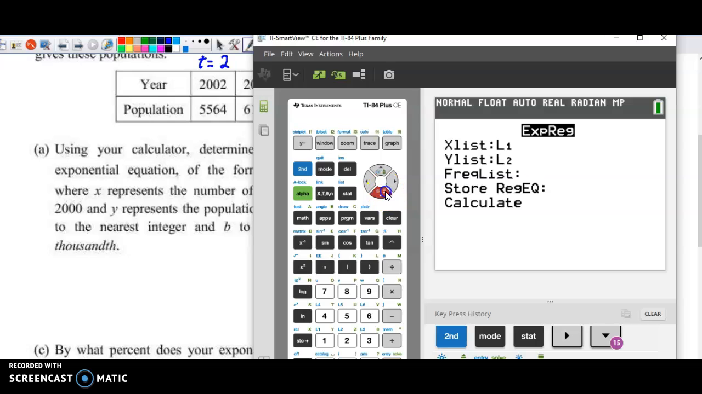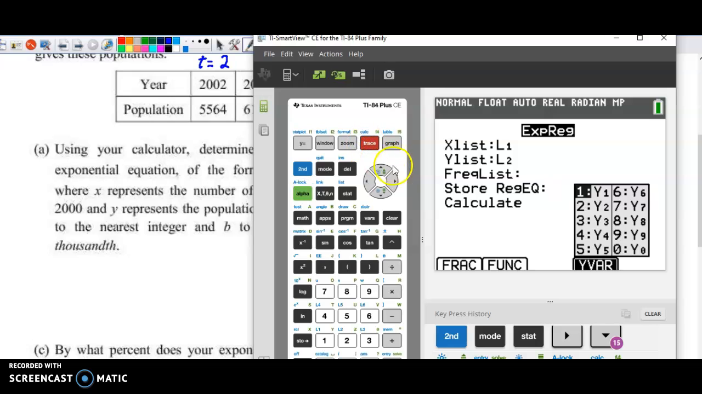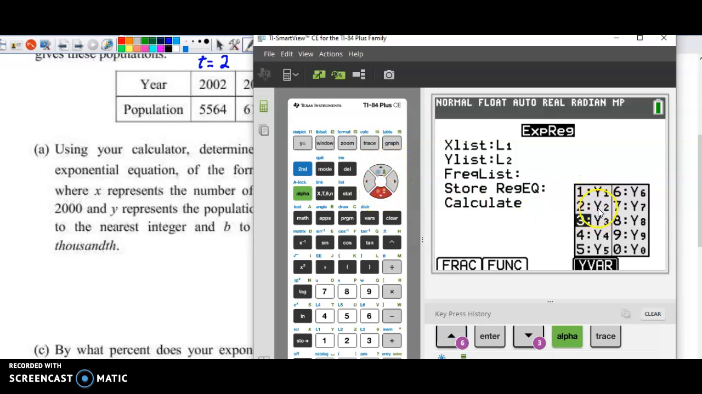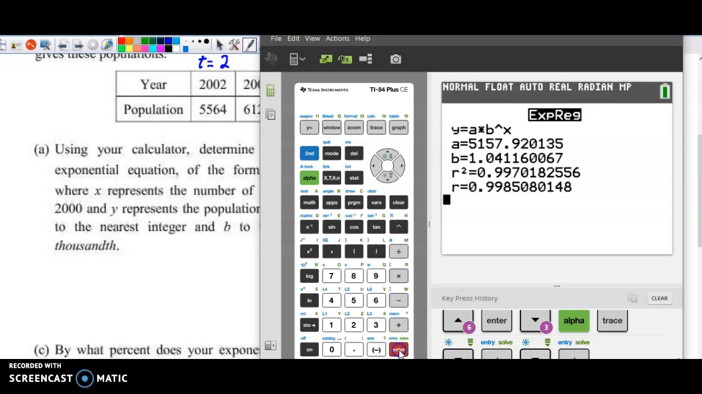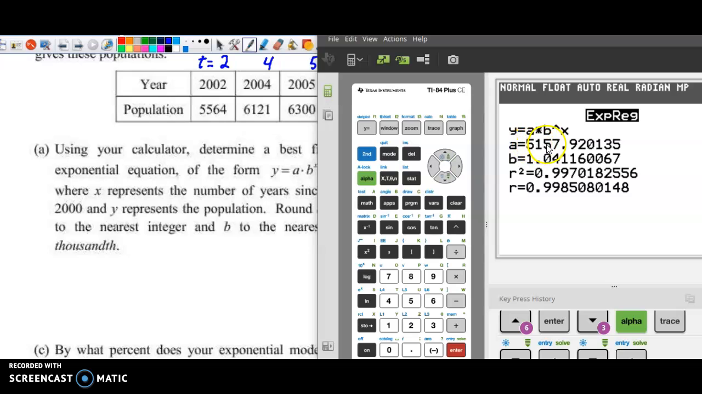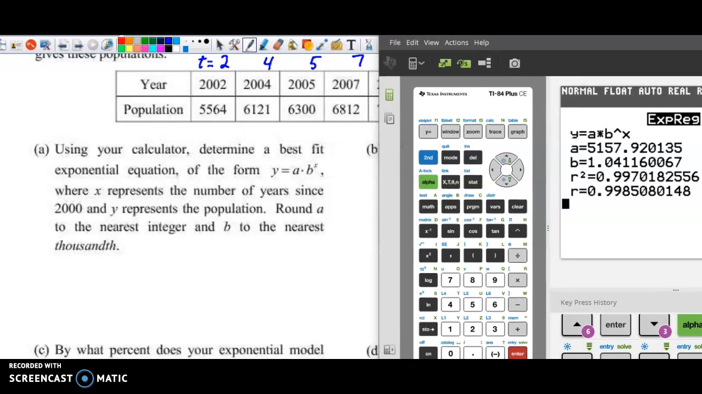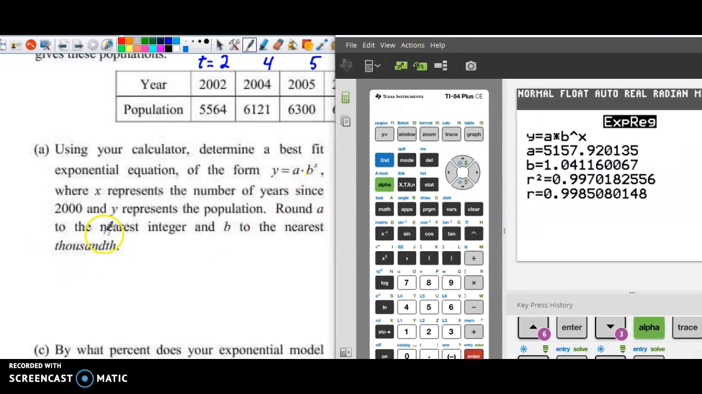List 1, list 2. If you want to store your regression equation, you can hit alpha trace and pick where you want to put it into y equals, and that just saves you a little bit of time. You don't have to, but I'm going to hit enter on y3. If you watched the previous video, I have a few things still saved for a different class. And then when I hit calculate, it comes up with an equation where a is 5,157, the b value being 1.04, and they want me to round a to the nearest integer because it's a person, 5,158.